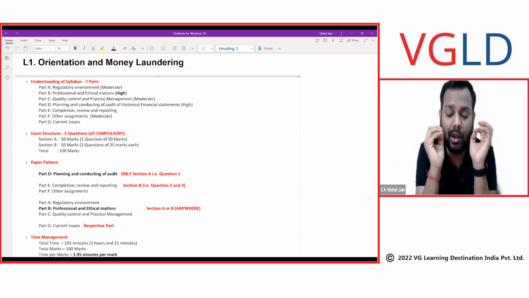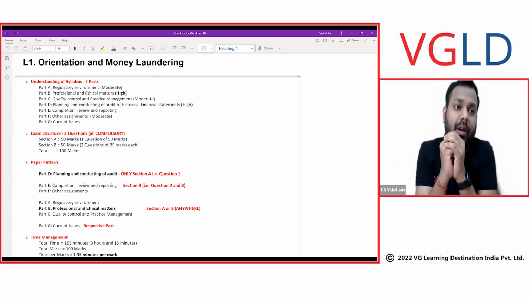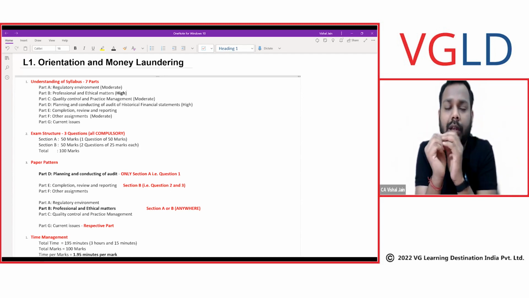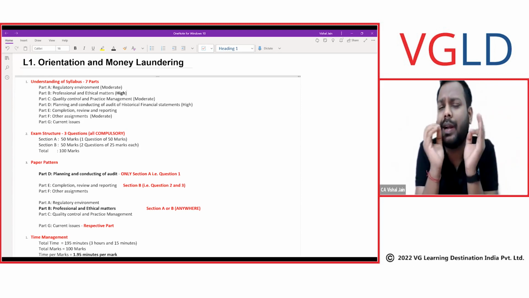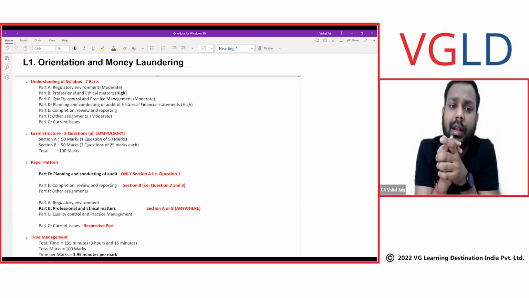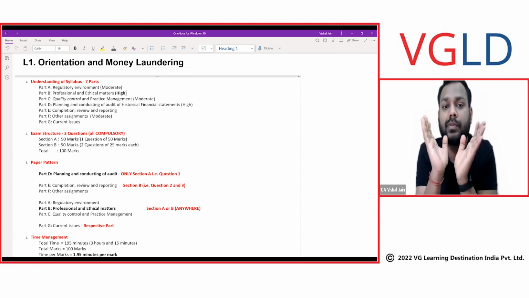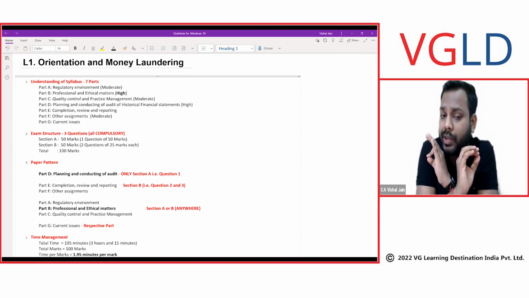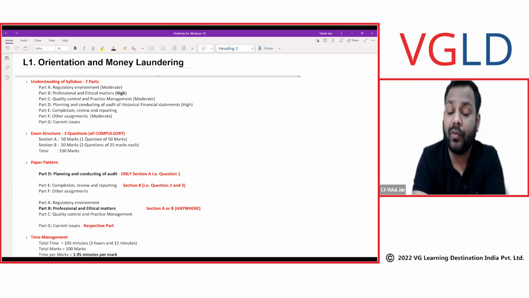Then comes professional and ethical matters. I say this is of very, very high importance. Why? Because if you see past papers of around 8 to 10 attempts, you will not find even a single attempt wherein ethical matters are not tested. Even if it is tested for 8 marks, it will get tested, that is for sure. There is not even a single attempt in which this is not tested.